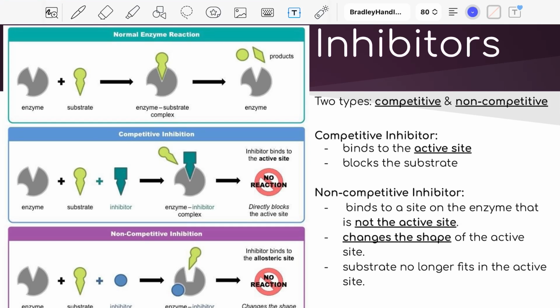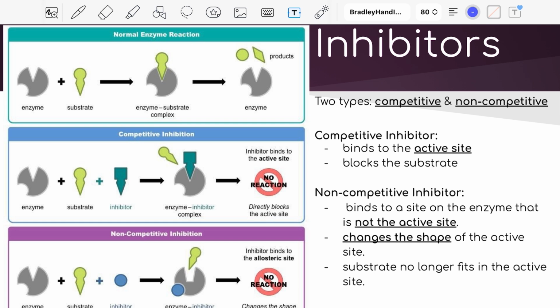All right, so the other way that enzymes are affected by their environment is when other substances are in their environment. This can affect the way that the enzyme functions. So these are called inhibitors.